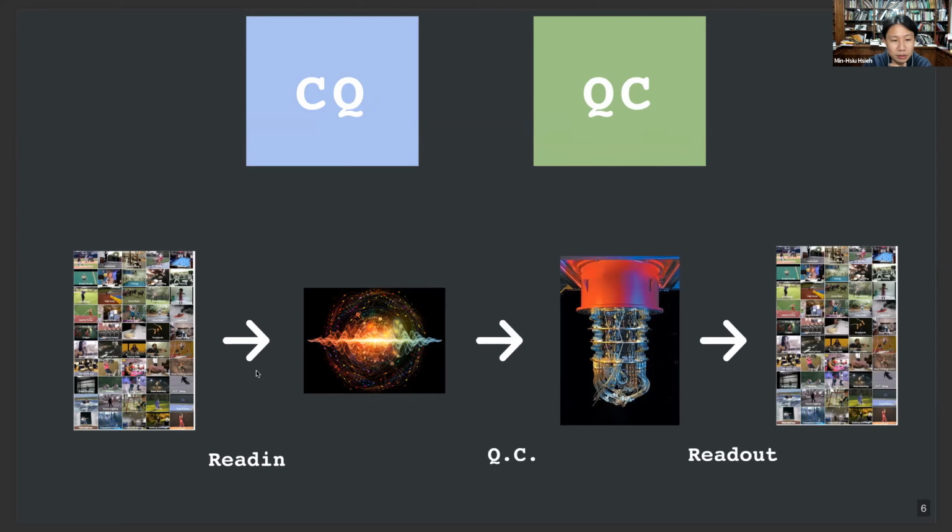So from this diagram, you can see that there are two bottlenecks in current quantum machine learning. The first one is the read-in question. Right now there is no efficient general quantum algorithm that can guarantee, within certain time steps or logarithmic in your input dimension, that you can encode classical data into a quantum system. So read-in is a major bottleneck. Likewise, readout is another major bottleneck.